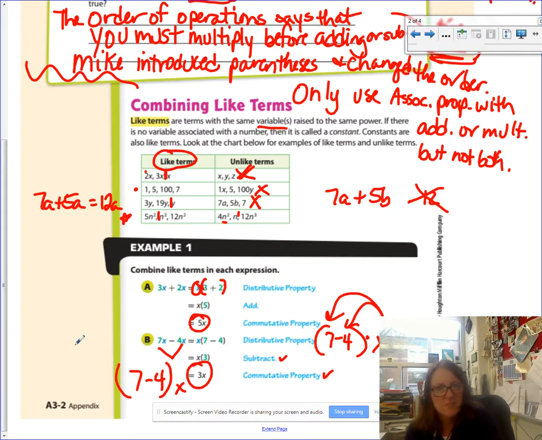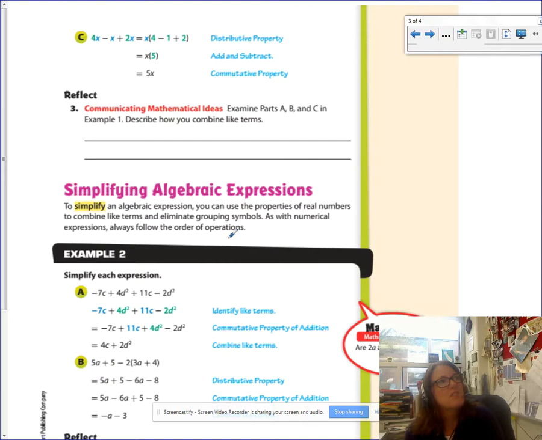Okay? We're simplifying expressions by combining together what goes together, but your job with your eyeballs is only combining the terms that are alike. Okay? Let's look at a few more here on the next page.